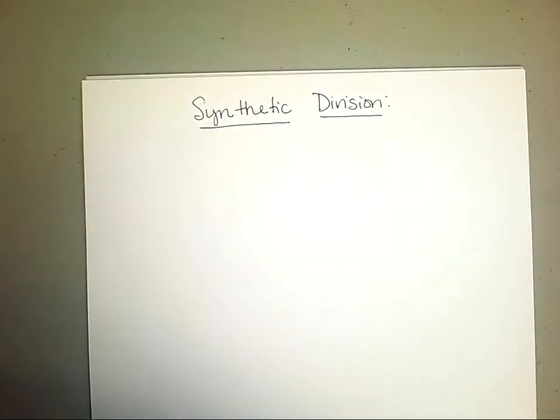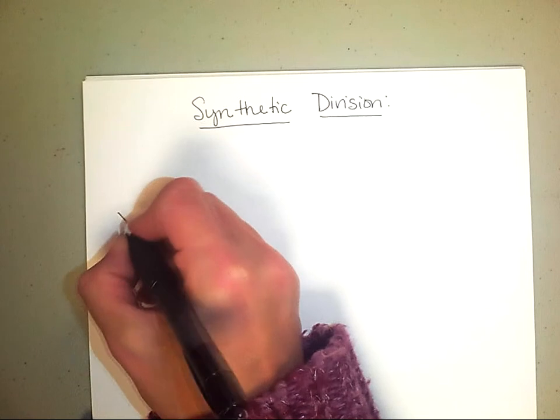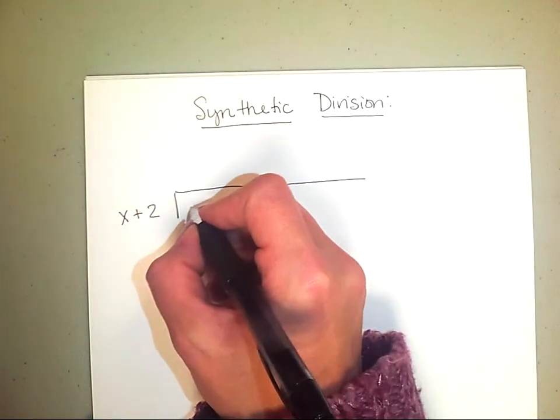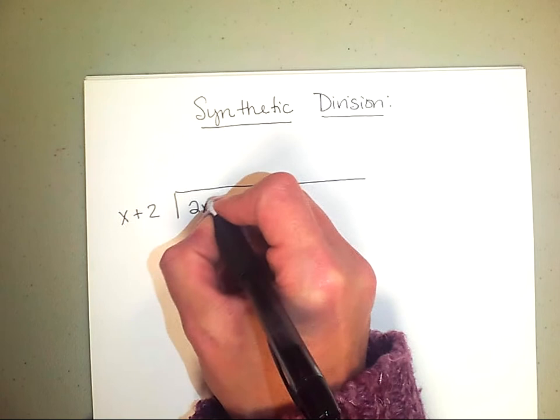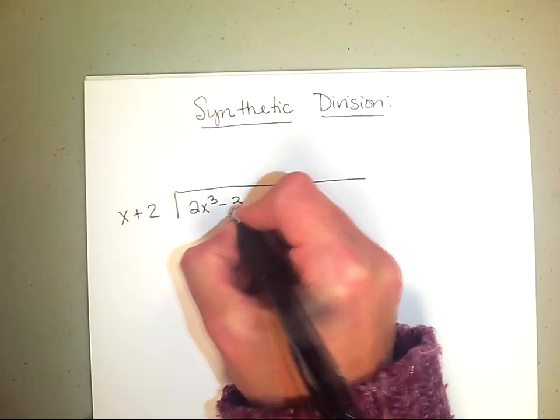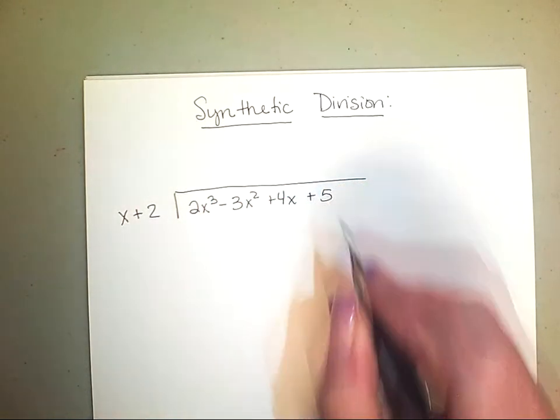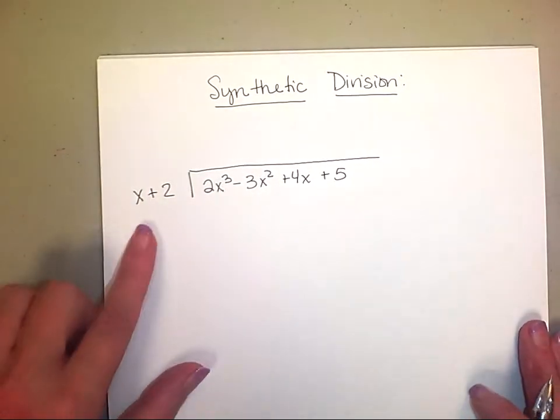And it's best to use synthetic division. Well, I'll show you one. Okay, we'll do one more, and I'm going to do long division style so you can see how the synthetic comes out. This is 2x cubed minus 3x squared plus 4x plus 5. I'm just going to run through this one very quickly.